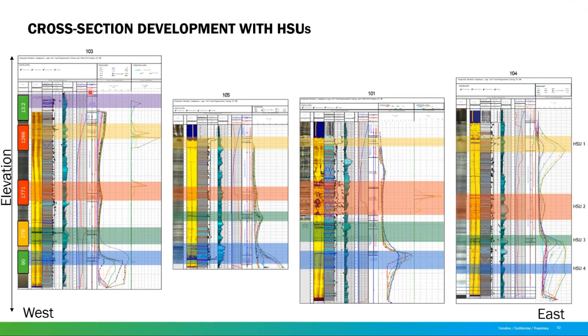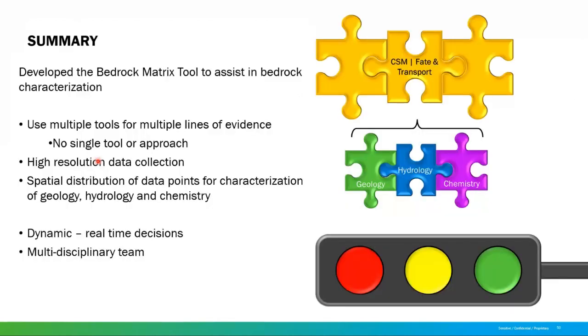So now that we've collected essentially more data, we've come back to our HSUs, and now we're adding in the new chemistry data along the HSUs here. And so now we have good chemistry data and good general water quality data to help further detail this cross-section and the HSUs that we've previously identified.